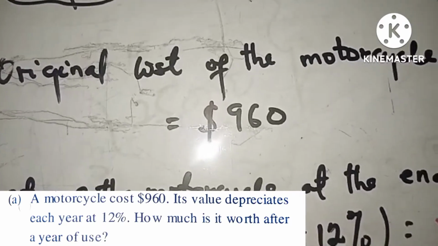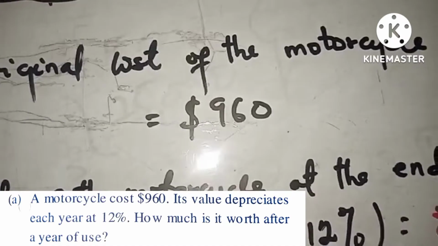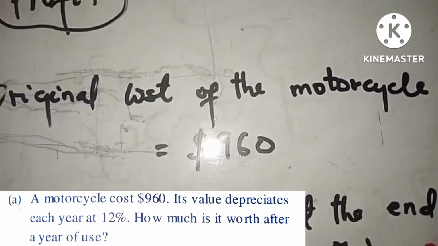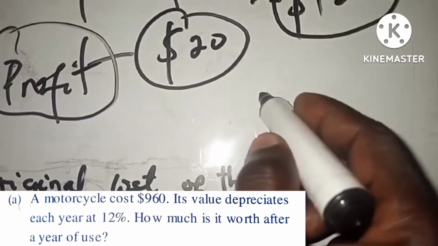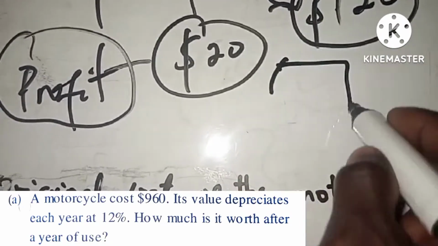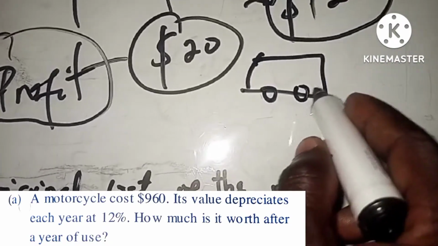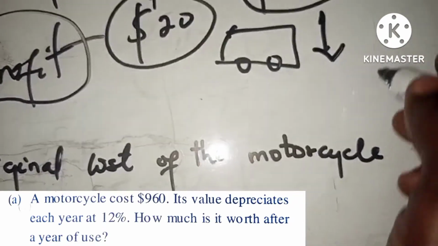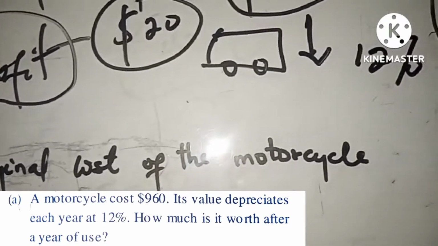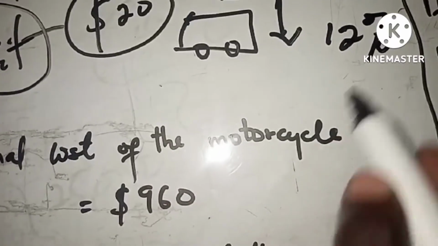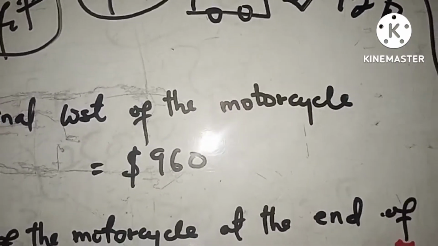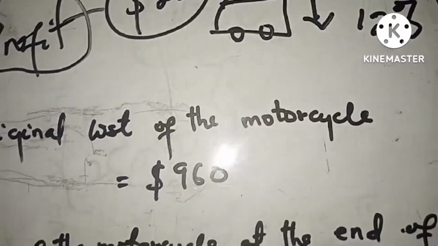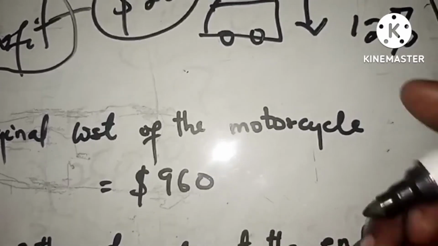That's also $960. Okay. Now its value depreciates each year by 12%. The word depreciation means that it goes down. So if this is the motorcycle that we have, the value of this thing depreciates, meaning it goes down by 12% each year. Every year, the value or cost of this thing goes down by 12%. And then what are they asking us to find? If the cost goes down by 12%, it means what we are taking home will be 88%.